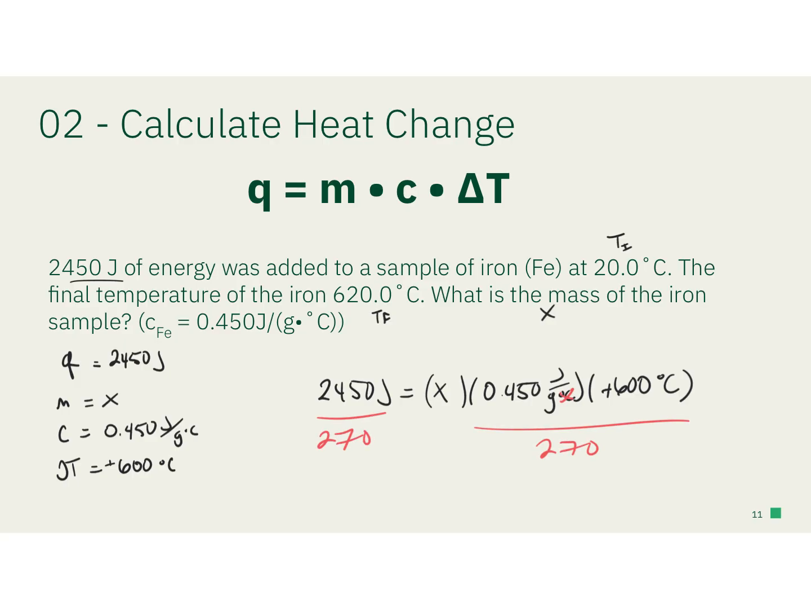The units here are going to cancel out. Degrees Celsius cancels degrees Celsius, joules cancels joules, and the only unit left uncanceled is grams, which is good because I'm solving for grams. So if I take 2,450 and divide by 270, my final mass is equal to 9.07 grams rounded to 3 significant figures, and that is the mass of my iron sample in this example. So in summary, I recommend setting up your variables, find the numbers in the problem, plug in the ones you know, solve for the missing variable.